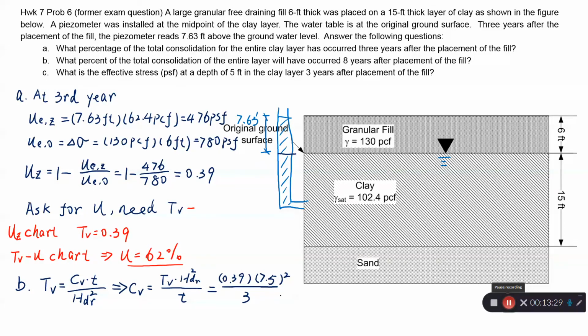Okay, and that equals 5.625 feet squared per year. Okay, C sub V is the constant, right? So then I can reuse this equation to get the TV for 8 years, and then go back, look at the chart and find out the percent of the consolidation.